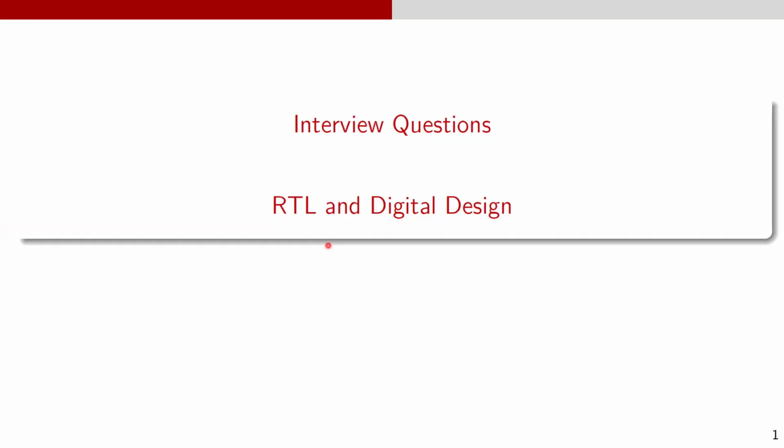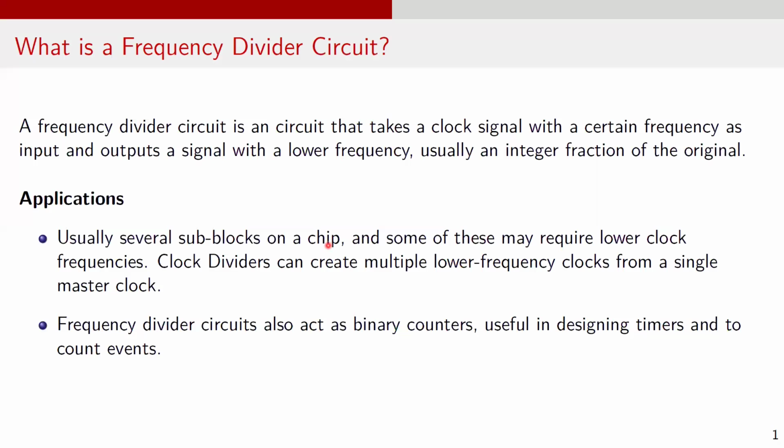Hello everyone. In this video, I'll be discussing frequency divider circuits. A frequency divider circuit is a digital circuit that takes an input clock signal of a certain frequency and produces an output signal with a lower frequency, typically an integer fraction of the original. Frequency division is an essential feature in digital designs.